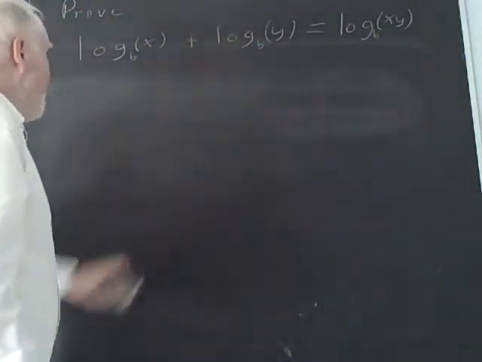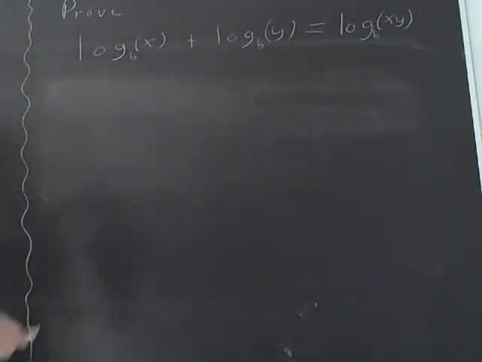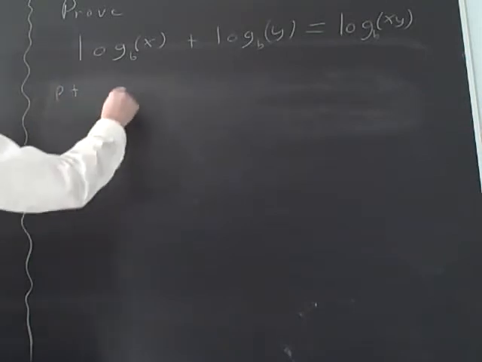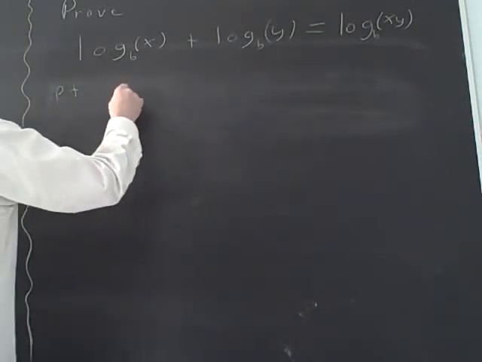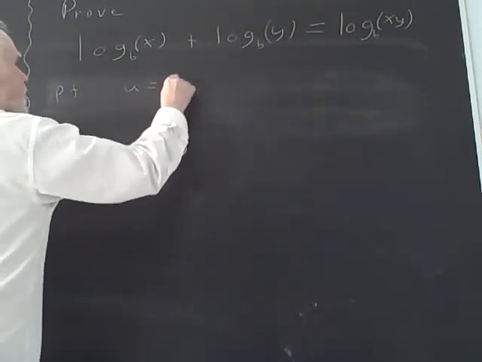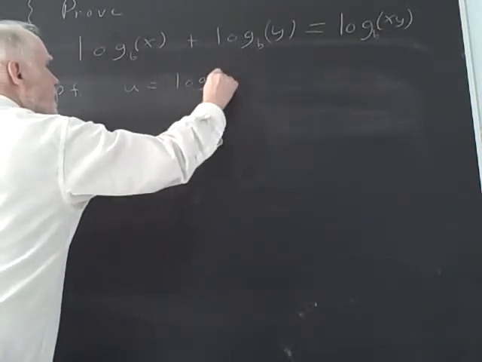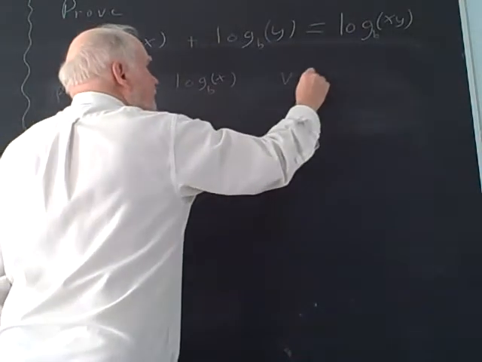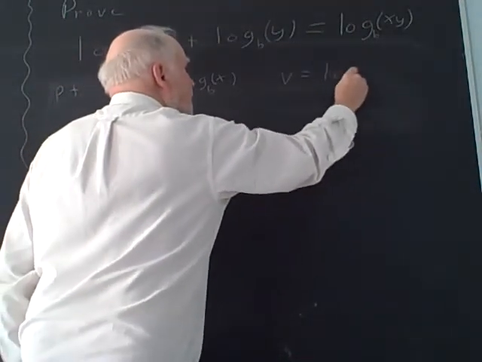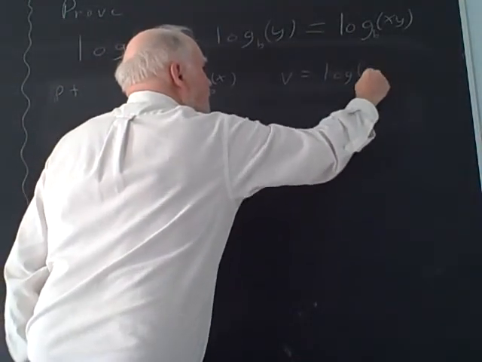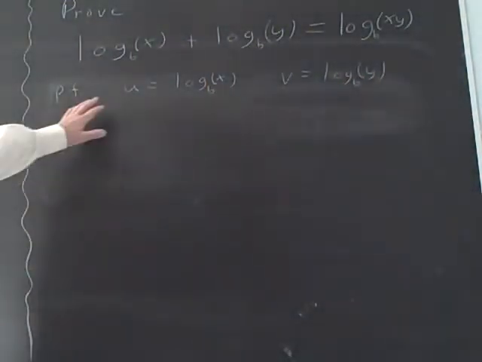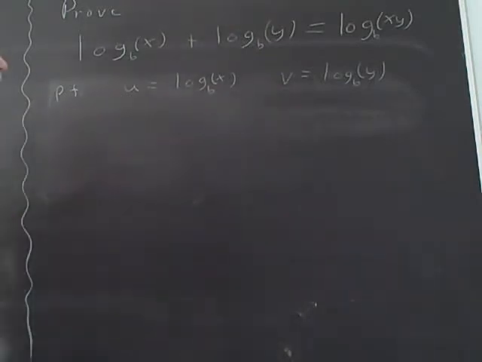All right. Now, the first thing I'm going to do is start with a substitution for this proof. I'm going to say that u equals the log of x base b, and v equals the log of y base b. Okay, I'm going to start out. I'm going to say it as I go along.